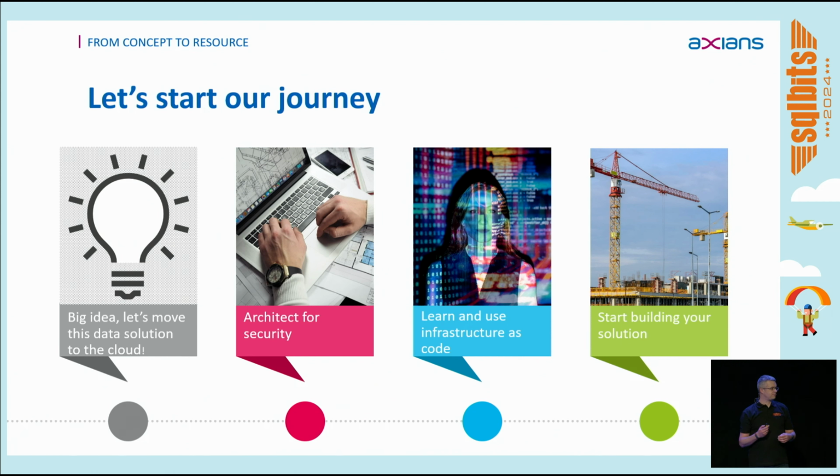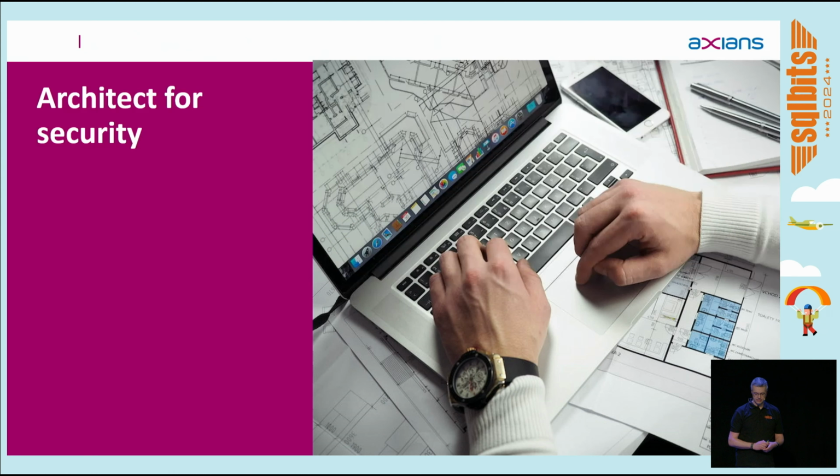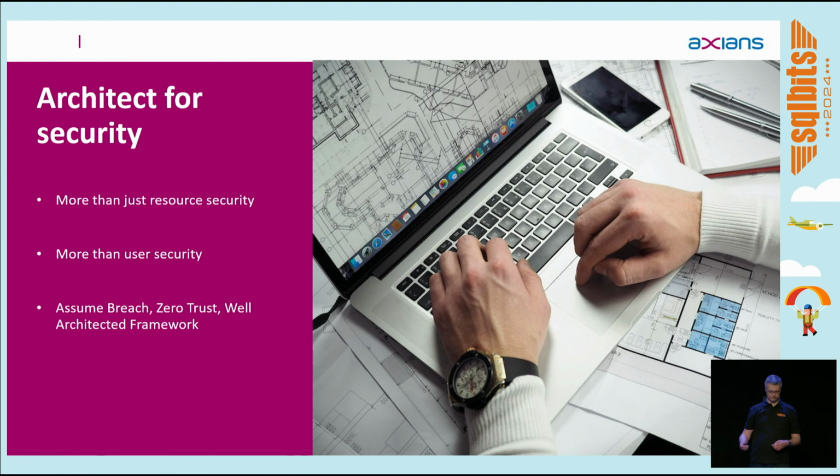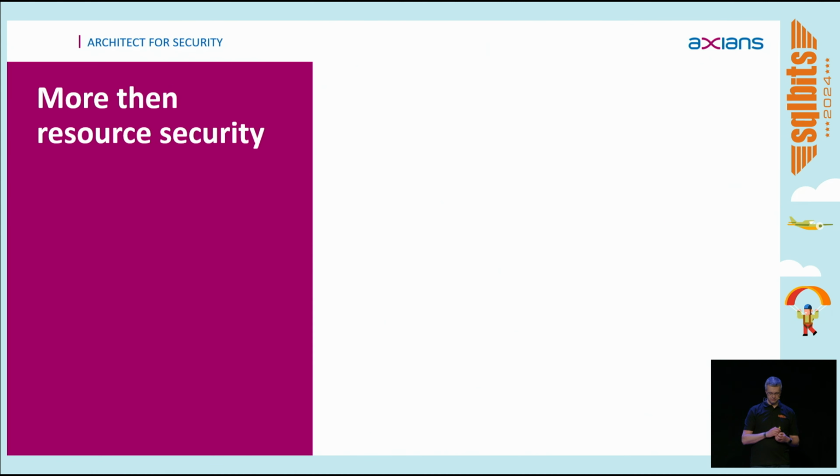So there are a few steps I think you need to go through. And these steps are the first things we're going to go through in this presentation. So we need to architect for security. Which means it's more than just resource security, more than user security, and you need to assume a few things. So let's dig into these first.